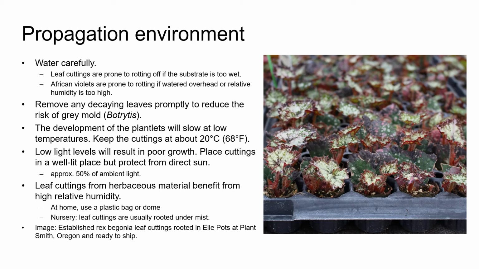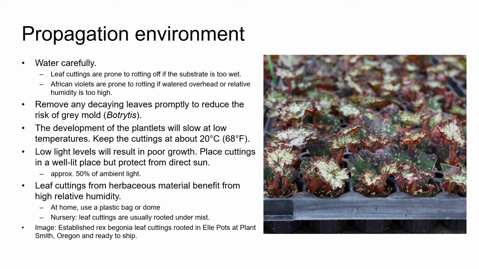You should remove any decaying leaves promptly to reduce the risk of grey mold caused by the fungus botrytis. Botrytis is easily recognizable by fuzzy clouds of grey spores that it produces, and it's really common in propagation areas which are typically warm, moist, and humid, all conditions which really favor the growth of botrytis.